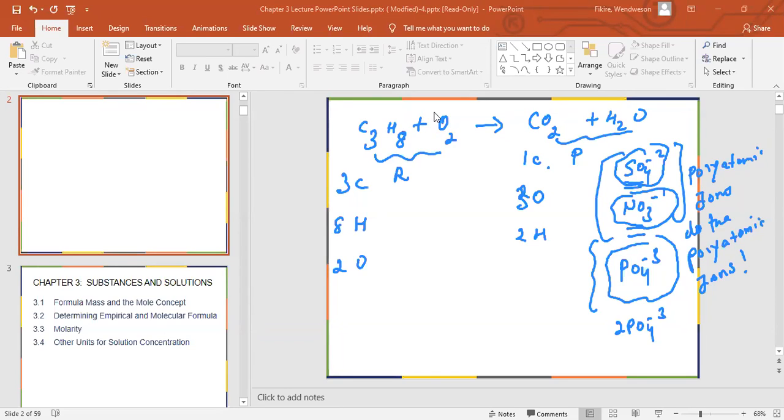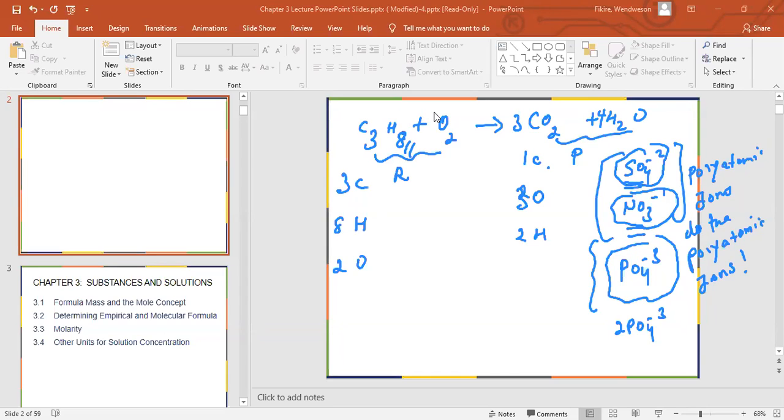Thank you, Emily. So I have 3 carbon here. I'm going to put 3 in front of CO2 to balance carbon. I have 8 hydrogen on the reactant side and 2 hydrogen here. What number should I put in front of H2O to make it 8? 4, because 4 times 2 is 8. Now you see the coefficients.